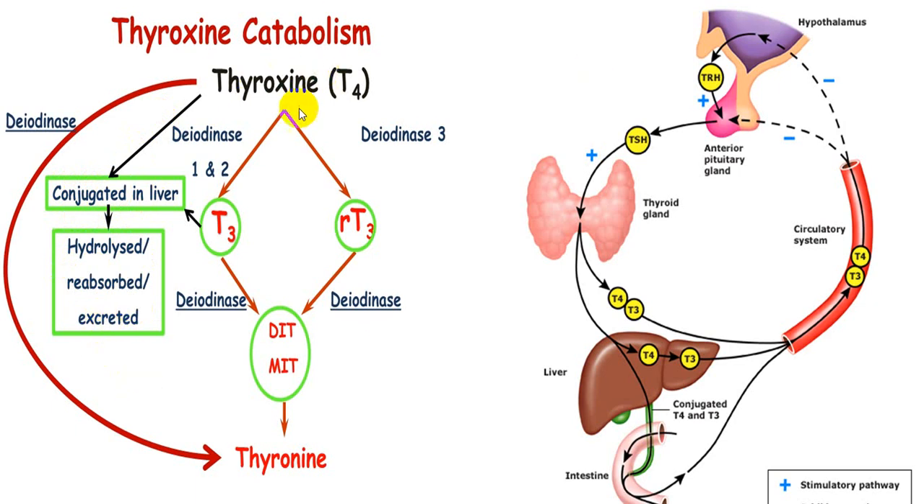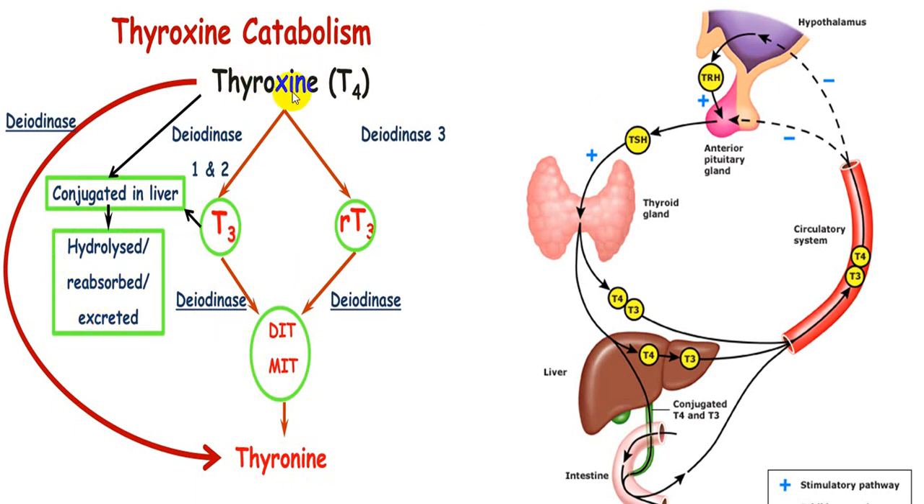Or T4 is converted into T3 by deiodinase 1 and 2, and this is the active form. This active form will be further converted by deiodinase enzyme into DIT and MIT, and that will finally be converted into thyronine. Also in the liver, this T3 will be conjugated, hydrolyzed, or maybe reabsorbed or excreted out in bile.